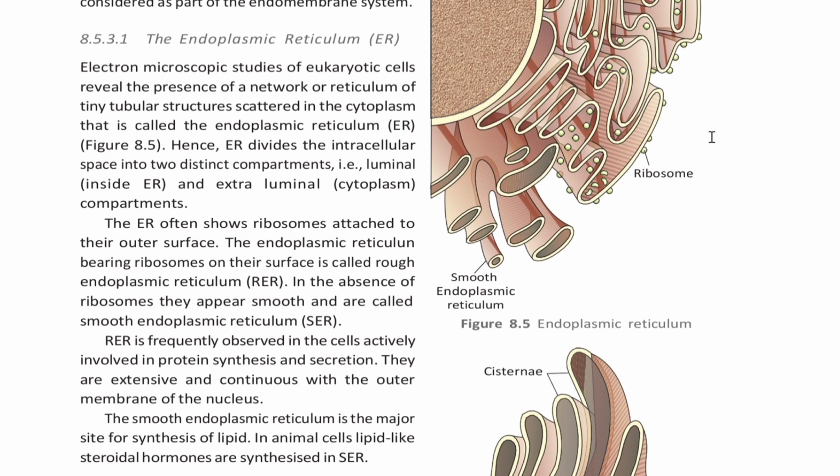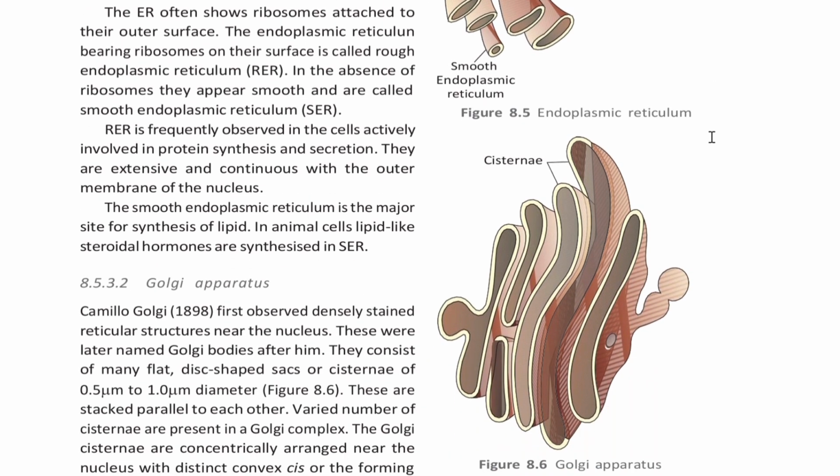RER is frequently observed in cells actively involved in protein synthesis and secretion. They are extensive and continuous with the outer membrane of the nucleus. The smooth endoplasmic reticulum is the major site for synthesis of lipid. In animal cells, lipid-like steroidal hormones are synthesized in SER.